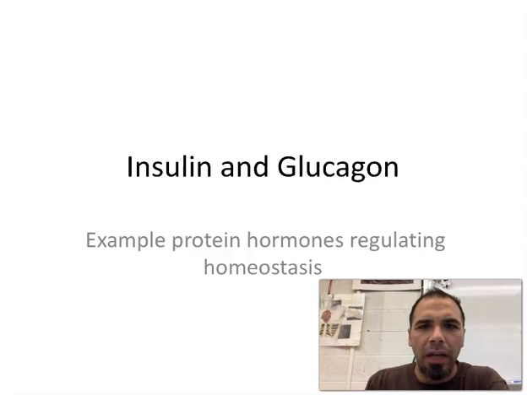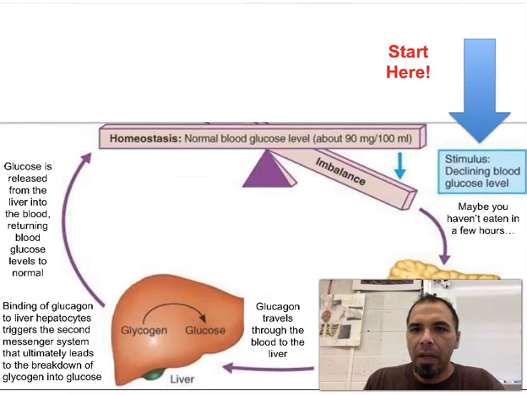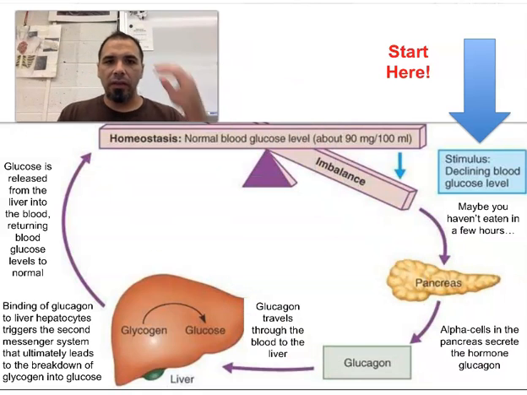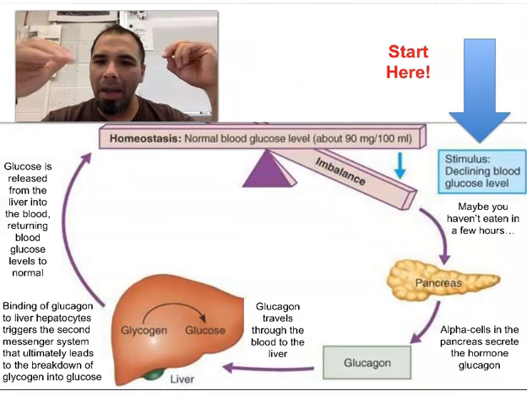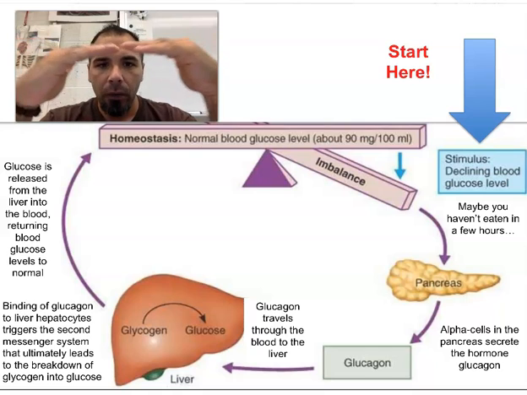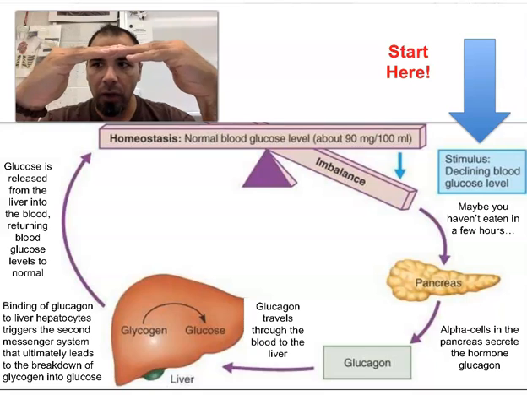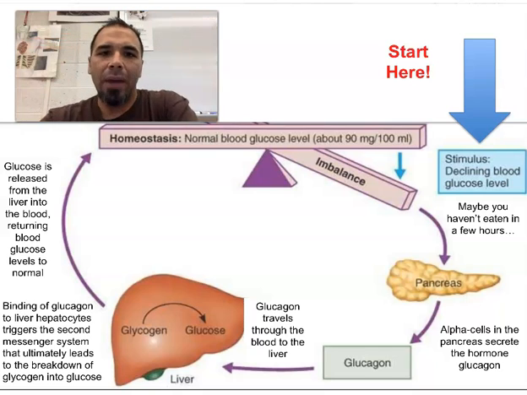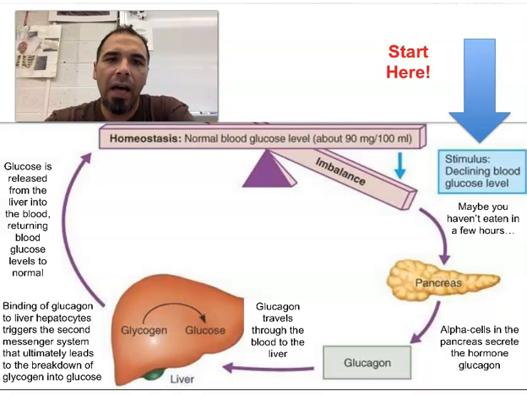So insulin and glucagon, these are two hormones, endocrine system. I'm not expecting you to write all this down. We'll get into more detail when we get into the urinary system. But we've got homeostasis. There's your normal blood glucose level. There's an imbalance. In this case, that imbalance is going down. And so with that stimulus, you have a decline in blood glucose level. Maybe you haven't eaten in a few hours. That's going to stimulate the pancreas. So this is afferent. These alpha cells in the pancreas are going to release glucagon.